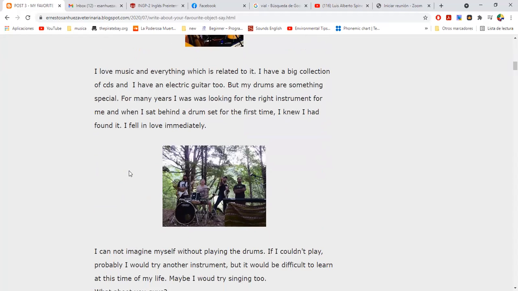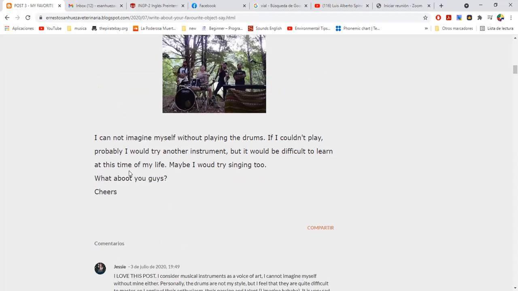I love music and everything which is related to music. I have a big collection of CDs, for example, and I have an electric guitar too. But my drums are something special. For many years, I was looking for the right instrument for me. And when I sat behind a drum set for the first time, it was magical. I knew I had found that instrument. I fell in love immediately.